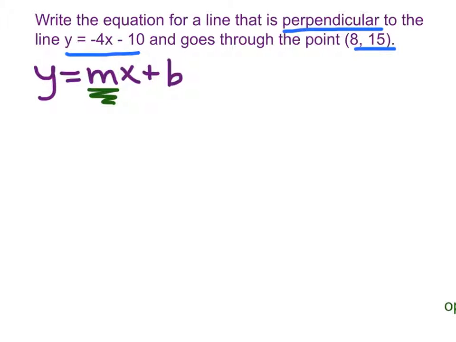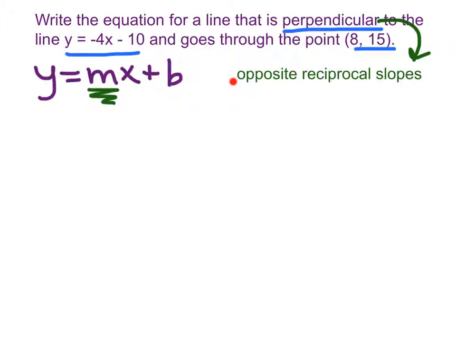So you need to remember that perpendicular lines are lines that intersect to form right angles. And perpendicular lines have a pretty unique relationship when it comes to their slopes. If you have two perpendicular lines, they have opposite and reciprocal slopes. Again, perpendicular lines have opposite reciprocal slopes. And let me remind you about what those words mean.